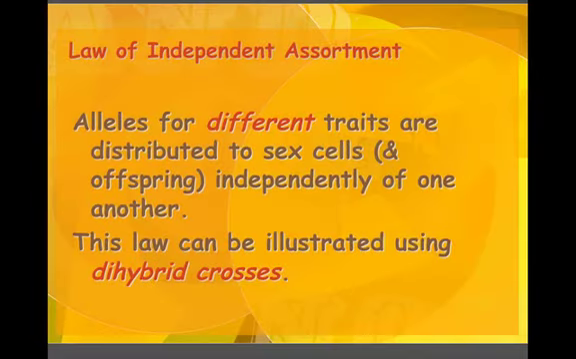The law of independent assortment: alleles for different traits are distributed to sex cells and offspring independently of one another. This law can be illustrated using a dihybrid cross. What this is going to mean is that if we had flower color and plant height, they don't stay together. They're going to separate independently of one another.